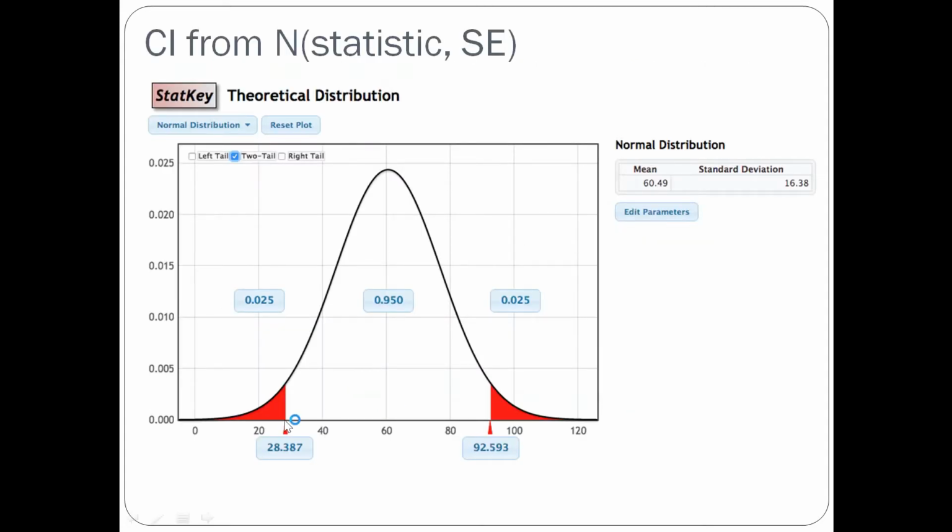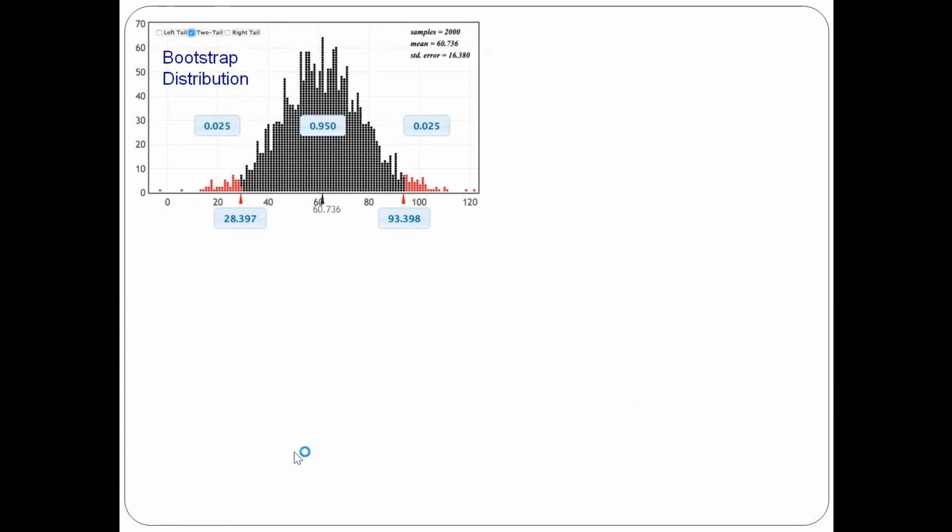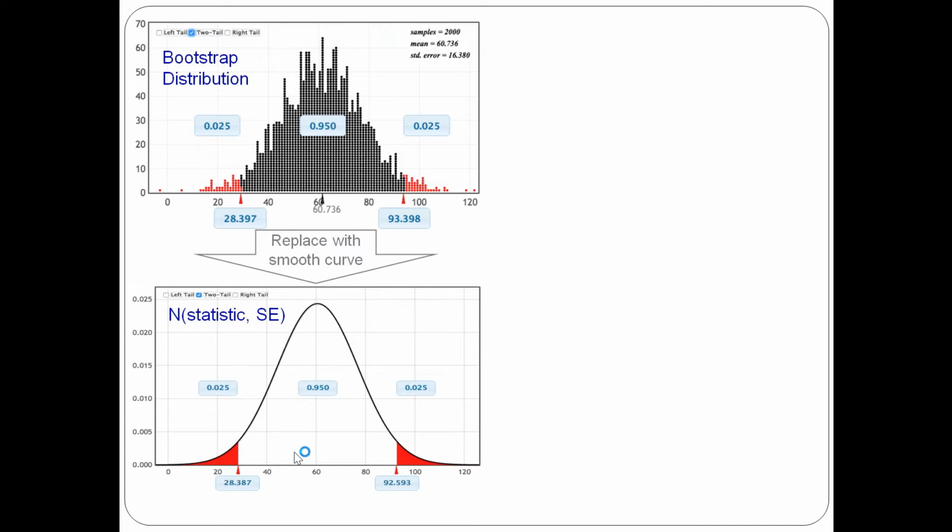So the previous bootstrap could look like this. Under the normal distribution feature, it's centered around 60. It has the standard deviation. And once we are in the normal setting, we can click two tails, enter the desired confidence level, and create the confidence interval this way. So this is how it looks using the bootstrap distribution, and this is how it would look using the normal distribution. Both of them can give you the 95% confidence interval or any confidence interval for that matter.